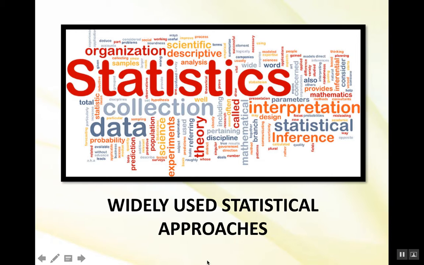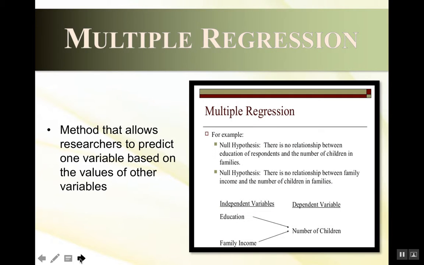So now we're going to talk about some widely used statistical approaches to studying human development. The first one we're going to talk about is something known as multiple regression. And this is a method that allows a researcher to predict one variable based on the values of other variables. And this is where the researcher comes up with something known as a null hypothesis. And they're studying to see if their null hypothesis is true or if their null hypothesis is not true.